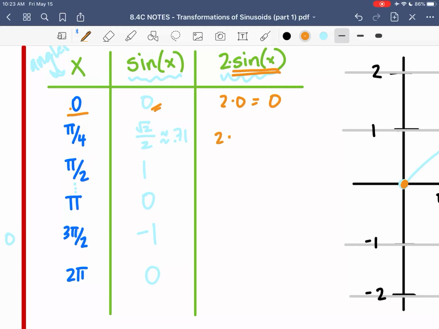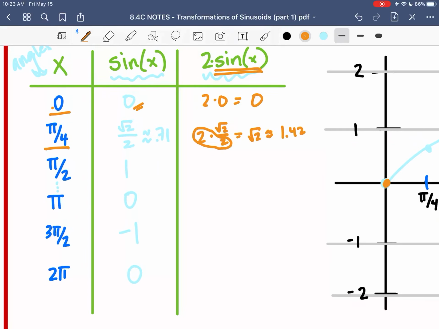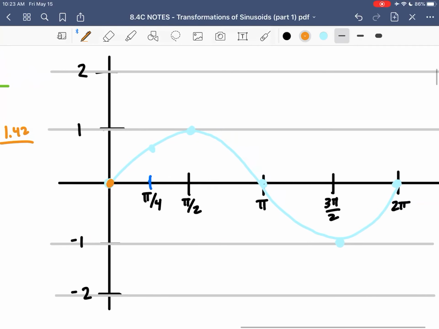Okay, at pi fourths, I need to do 2 times sine of pi fourths, which is square root 2 over 2. Interesting. This 2 and this 2, that's like a fancy one, a multiply by 2 and divide by 2. Those are inverse operations. So this just leaves us with square root 2, which is about, well, we knew what half of square root 2 is, 0.71, so double that will be about 1.42-ish. So at pi fourths, we had the point pi fourths, 1.42 on our graph.